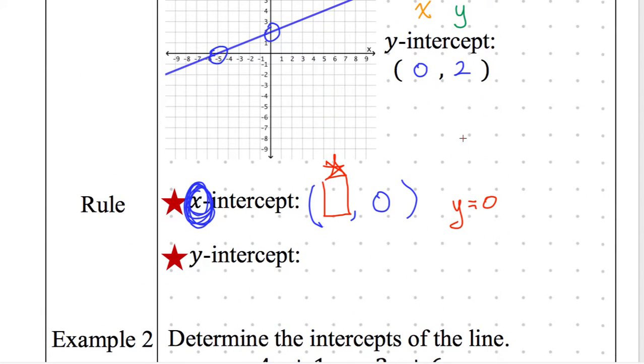To find the x-intercept, make sure that your y is 0. Make sure that this coordinate is 0.